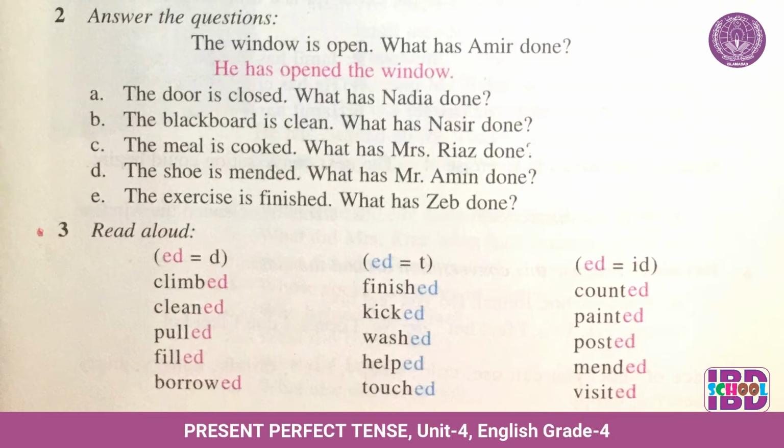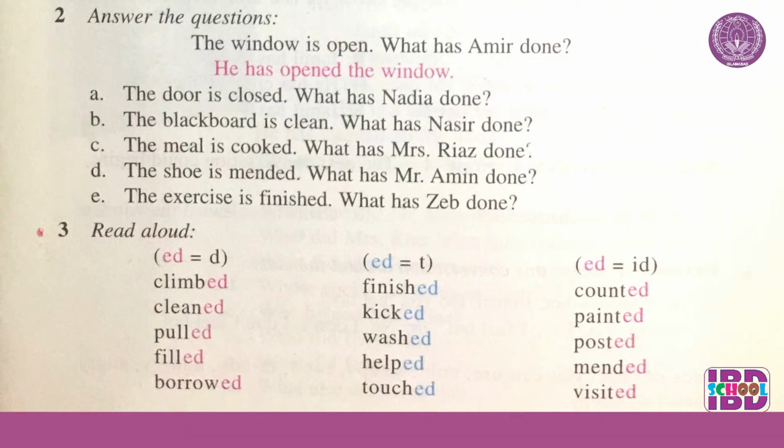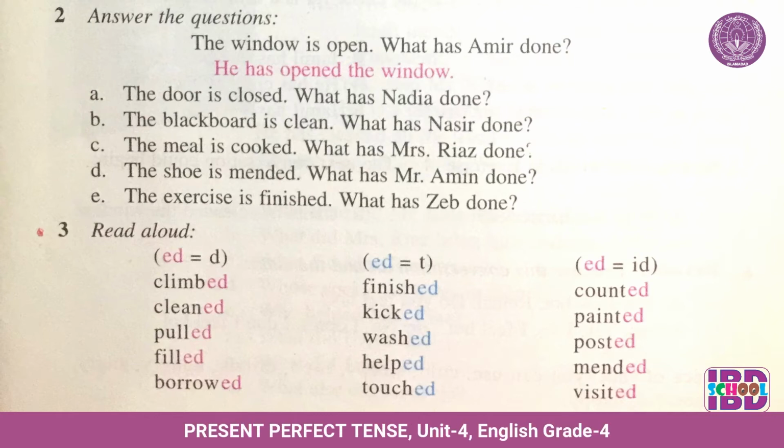Question C, the meal is cooked. What has Mrs. Riaz done? Mrs. Riaz or she has cooked the meal. Question D, the shoe is mended. What has Mr. Amin done? Mr. Amin has mended the shoe. Question E, the exercise is finished. What has Zaib done? She has finished the exercise.